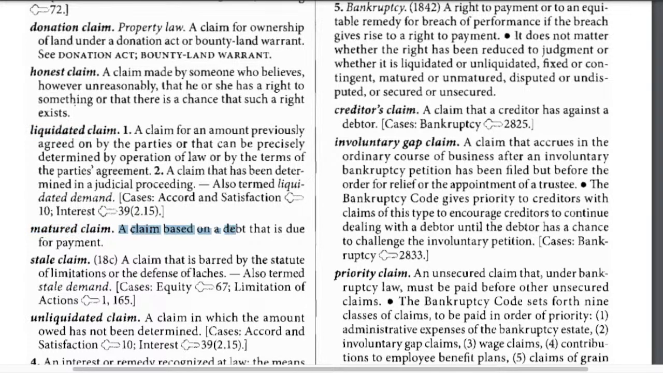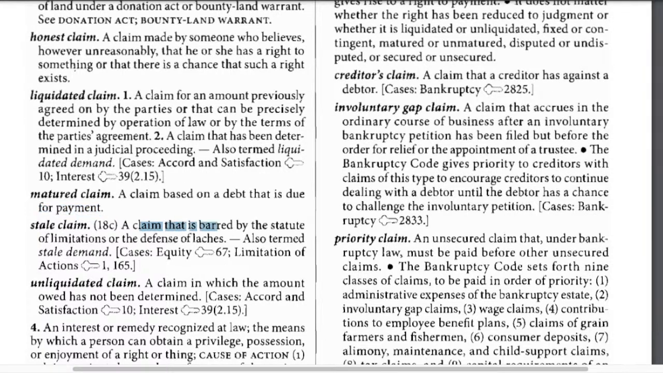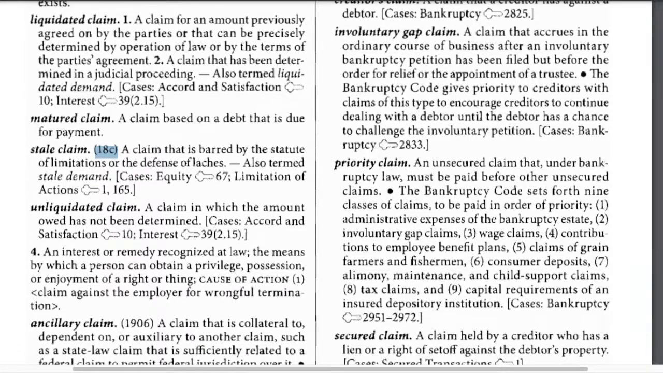Matured claim, a claim based on a debt that is due for payment. All right. We go down. Stale claim, a claim that is barred by the statute of limitations or the defense of laches, also termed stale demand. So I guess it goes stale after a statute of limitations. That goes to 18th century. Then we get the unliquidated claim, the negative of this liquidated. Here we have a claim in which the amount owed has not been determined.